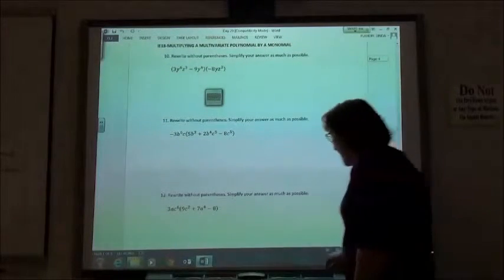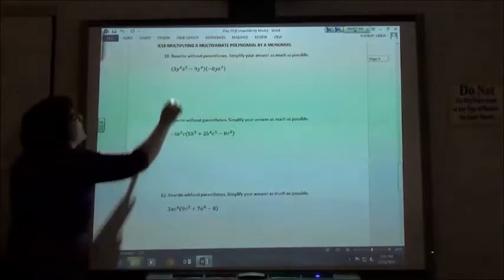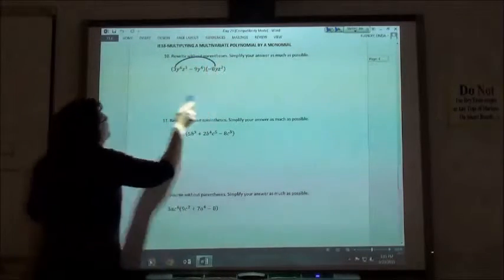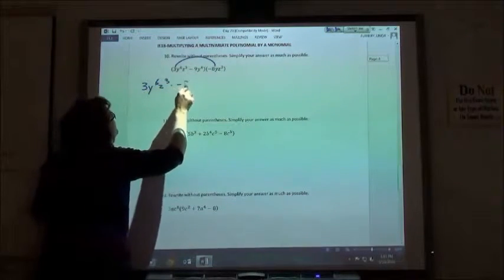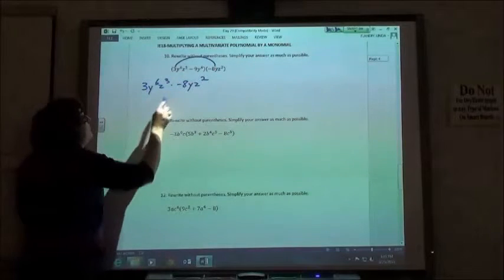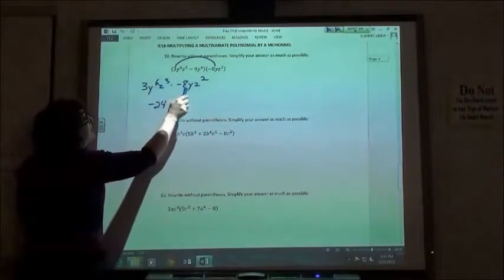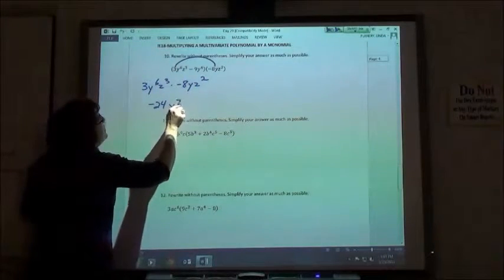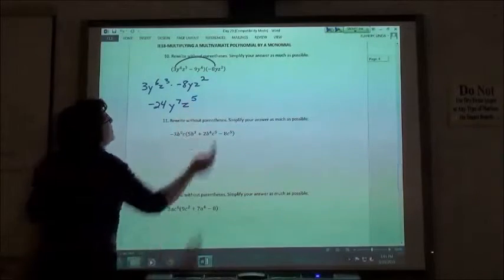So number 10, again, thinking about it the long way of using my distributive property, I'm going to take this times this first. So 3y to the 6th z to the 3rd times negative 8yz squared. 3 times negative 8 is negative 24. I add my exponents, so y to the 6th times y would be y to the 7th, z to the 3rd times z squared, z to the 5th.